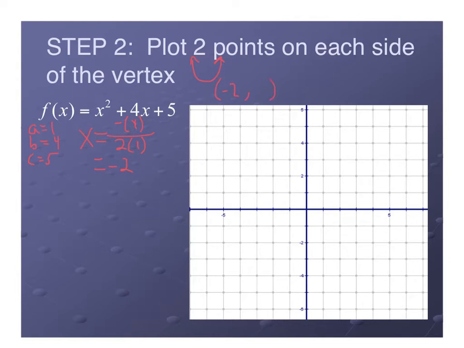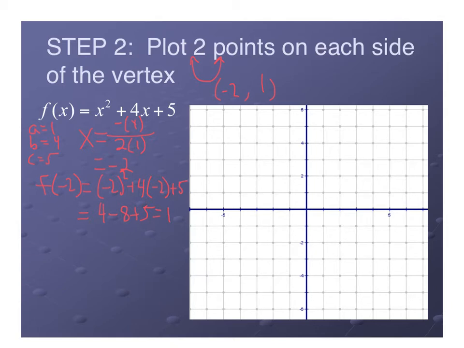Now I need my y-coordinate. So let's plug in negative 2 for x. When I do that, I have negative 2 squared, which is positive 4. And then positive 4 times negative 2 gives me negative 8, plus 5. So I have 4 minus 8 is negative 4, plus 5 gives me positive 1. So negative 2, 1 would be my vertex. Excellent.